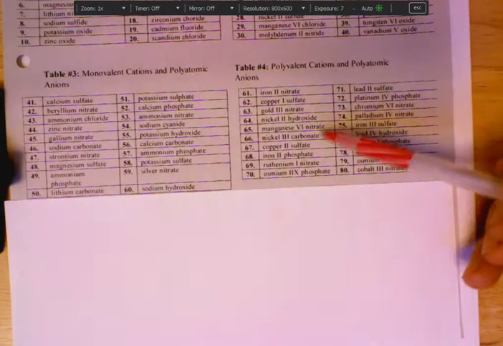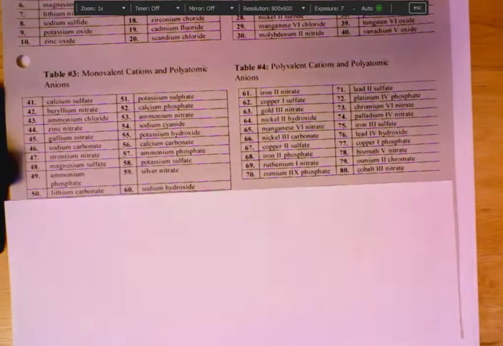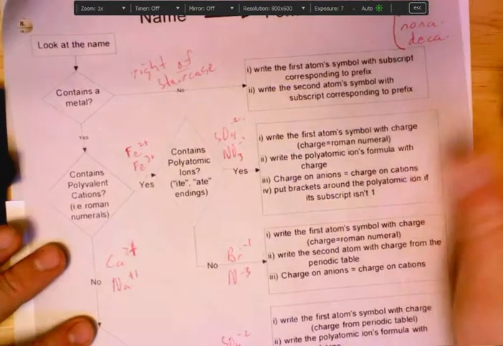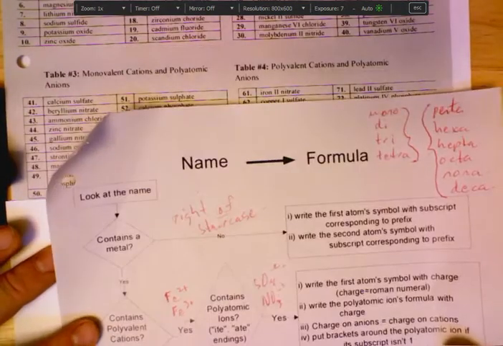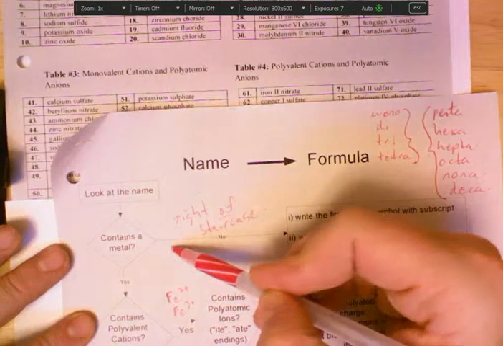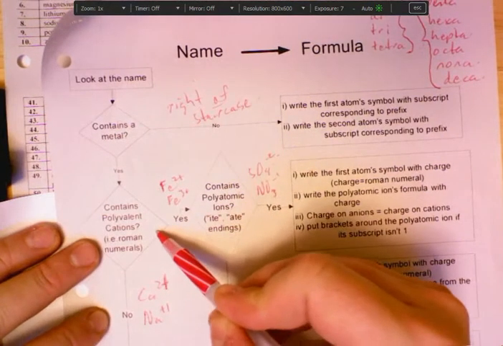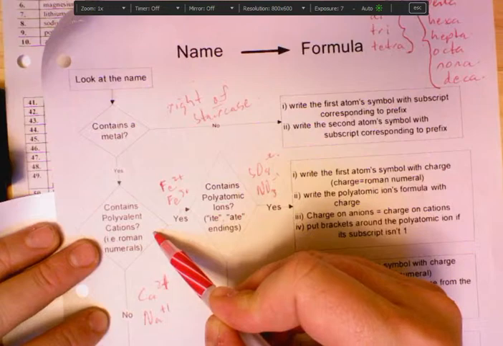Okay, so we're on to table number 4, and it has both polyatomic ions and polyvalent cations. So we look at the first example here, iron 2 nitrate. So does it contain a metal? Yes, iron is a metal. Is it polyvalent? Well, we know that as soon as we see that Roman numeral, it definitely is polyvalent.